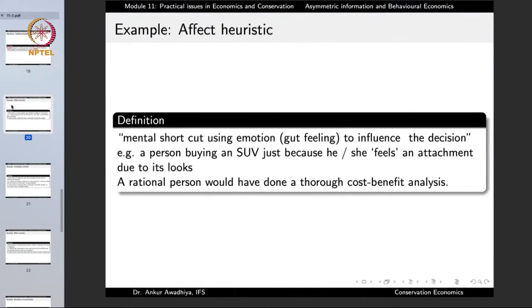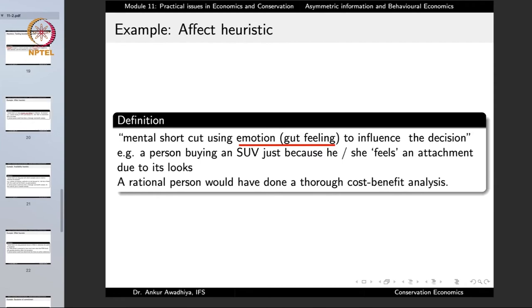Example, things like affect heuristic. Affect is emotion. So affect heuristic is a heuristic or a rule of thumb that is based on emotions. It is a mental shortcut using emotion or gut feeling to influence a decision. So you are not doing the computation, you are just using your emotion or the gut feeling to make a decision. Such as a person buying an SUV just because he or she feels an attachment due to its look.